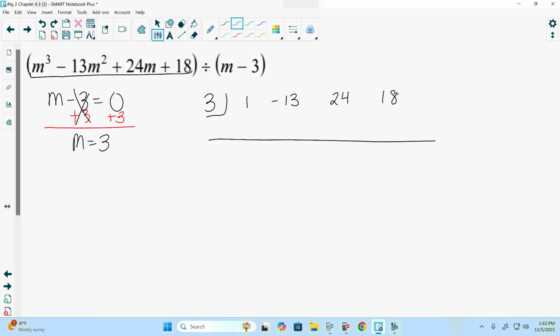We have one last part of the setup before we start dividing. The last part of the setup is we take whatever the first number is and drop it below the line.